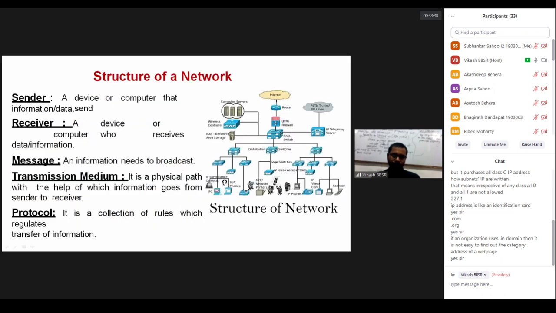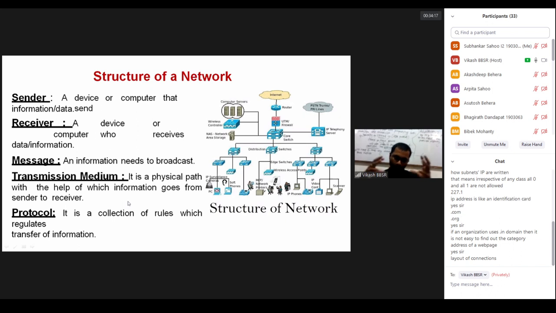Next, structure of a network. What is its meaning? What is the meaning of structure of a network? Structure means that suppose all the individual parts are there, and they are connected in a proper way.